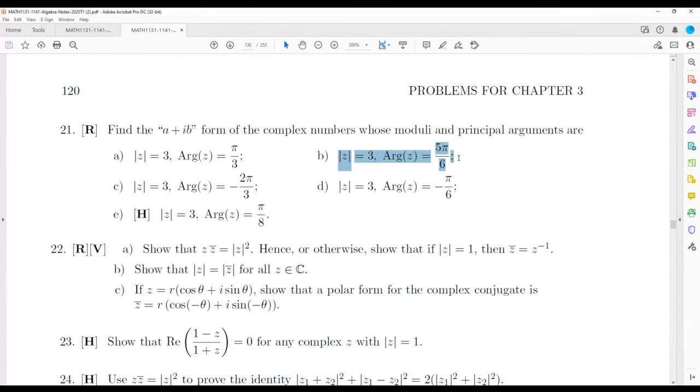Okay, B, let's have a look at B. Find the Cartesian form of a complex number whose modulus is 3, or length is 3, and principal argument is 5 pi on 6. So this is a pretty standard entry-level question. I always like to draw a picture with these kinds of problems because they help you understand what's going on. So let me share my screen and we can discuss this one.